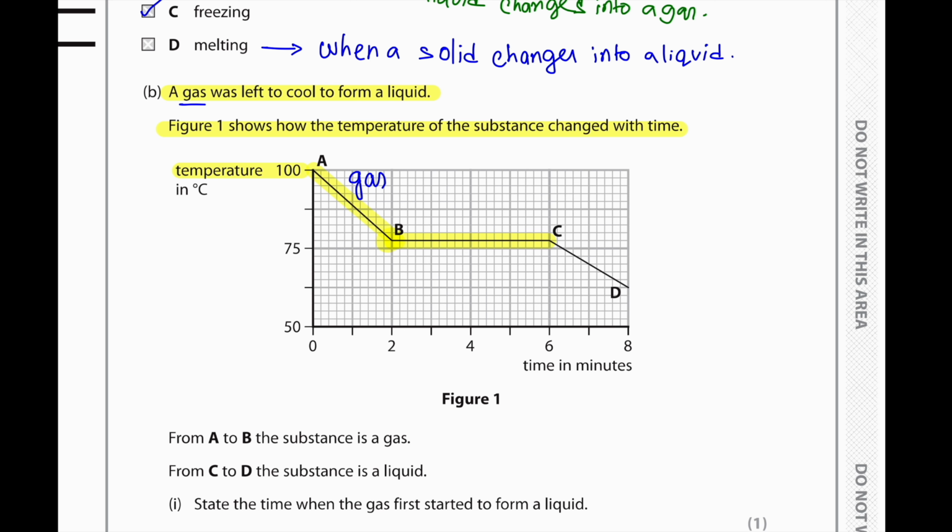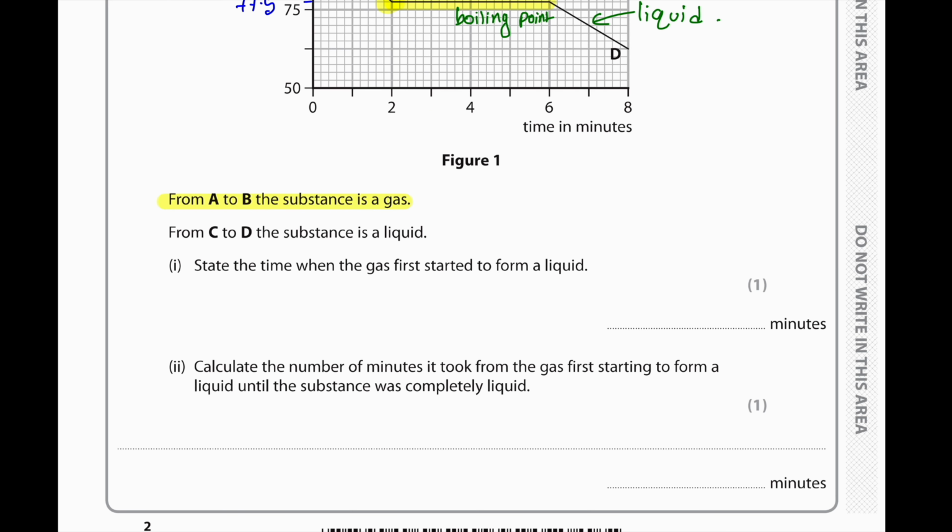At 80 degrees Celsius, let's see the division again carefully. Each division is 2.5. So at 77.5 degrees Celsius, it condenses. Wherever condensing occurs is also its boiling point. From C to D, it decreases in temperature as a liquid. So from A to B, the substance is a gas. From C to D, the substance is a liquid.